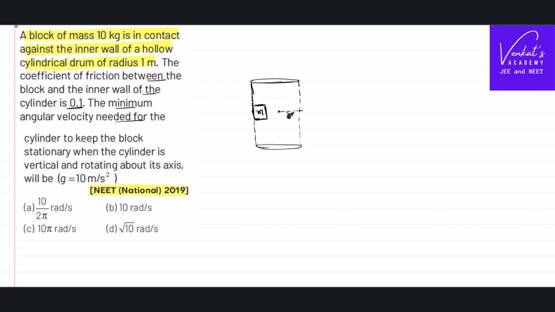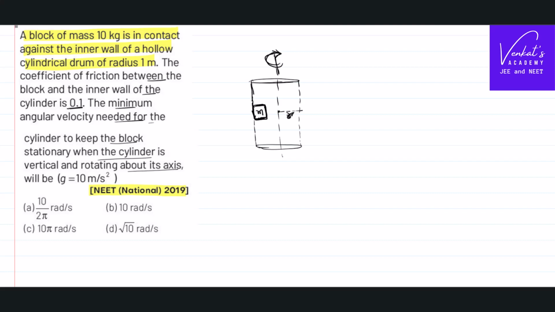The minimum angular velocity needed for the cylinder. Now we shall rotate the cylinder like this, so as to keep the block stationary when the cylinder is vertical and rotating about its axis. So even when this cylinder is rotating, this block shall remain stationary. That's the question that he is asking.